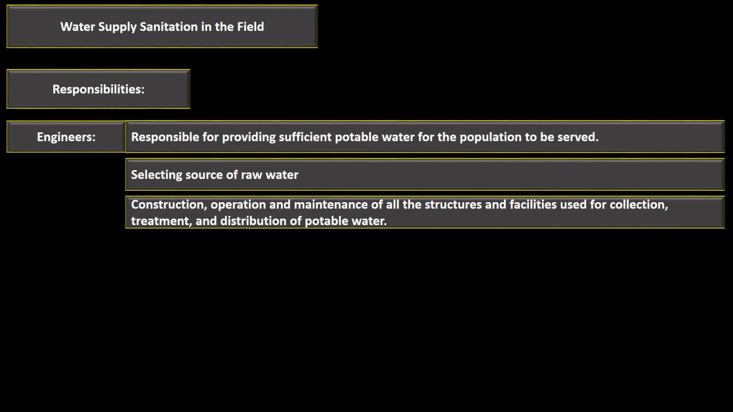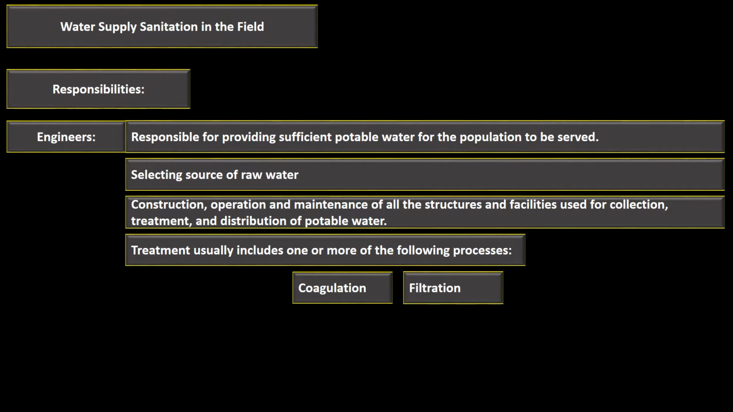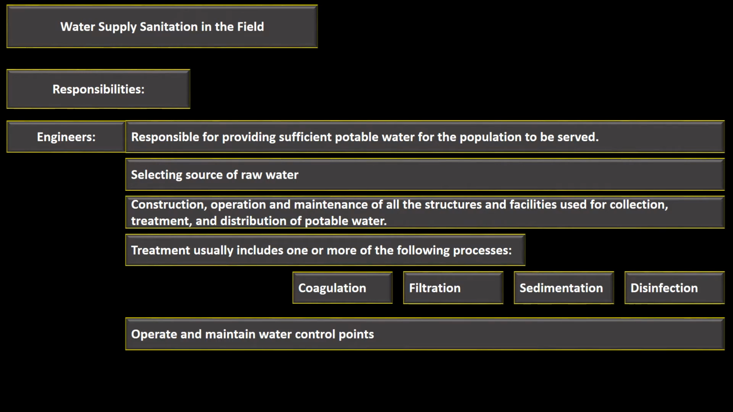So they're going to be responsible for the equipment that's pulling the water out of the source, the equipment that's going to disinfect it and make it potable, and also how it's going to be distributed. That's the engineer's responsibility to maintain those systems. Treatment usually is going to include one or more of the following processes: coagulation, filtration, sedimentation, and disinfection. They're going to also be responsible for operating and maintaining all water control points.